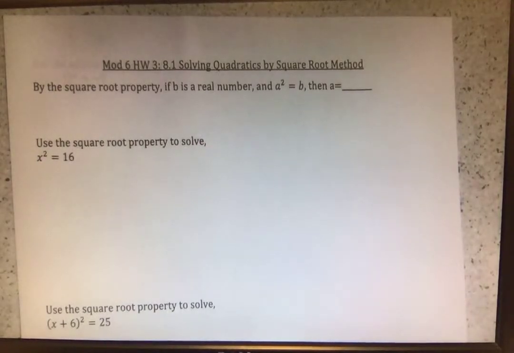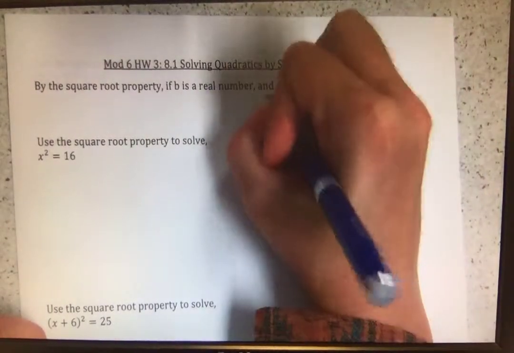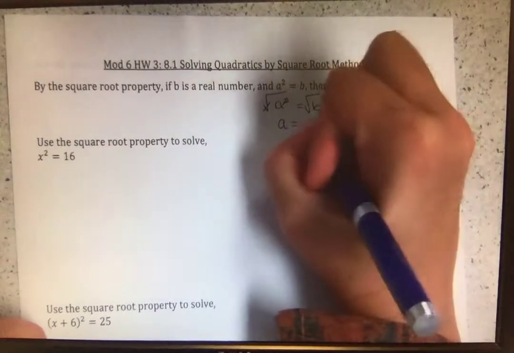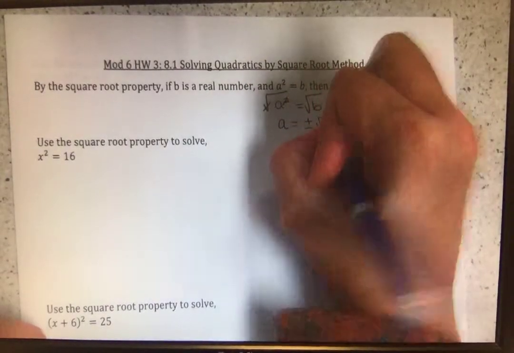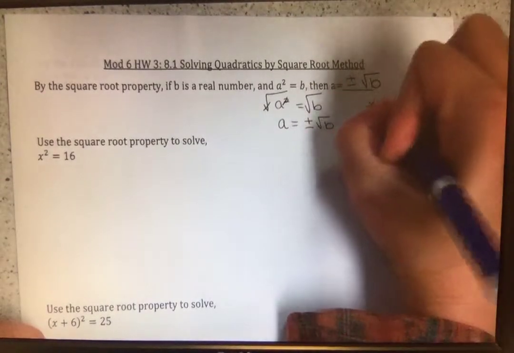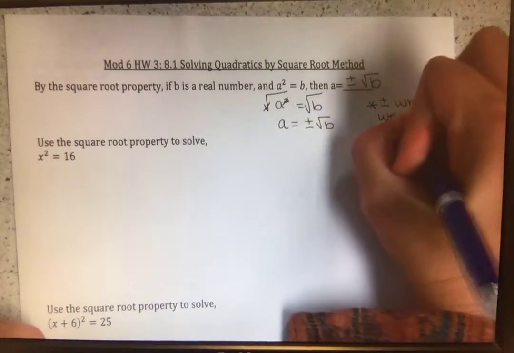So by the square root property, if b is a real number, we have a squared equals b. Very similar to the last section, we need to get rid of that square to get a by itself. The opposite of squared is square root. If we take the square root of both sides, the square and square root cancel each other out. We are left with a equals, big deal here, plus or minus the square root of b. So we have that plus or minus when we take the square root.